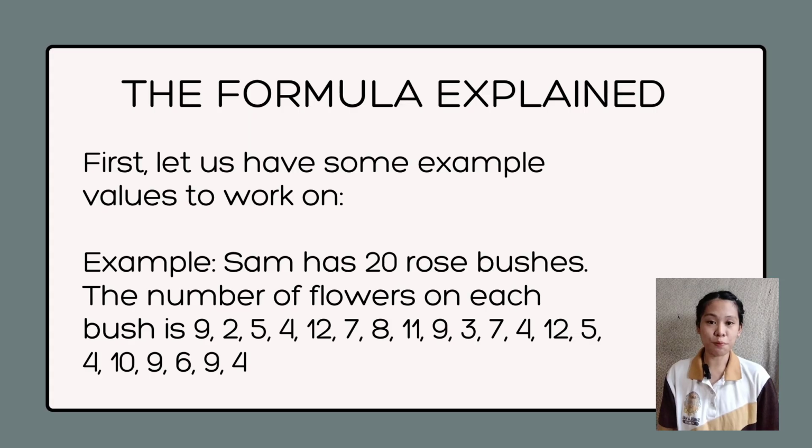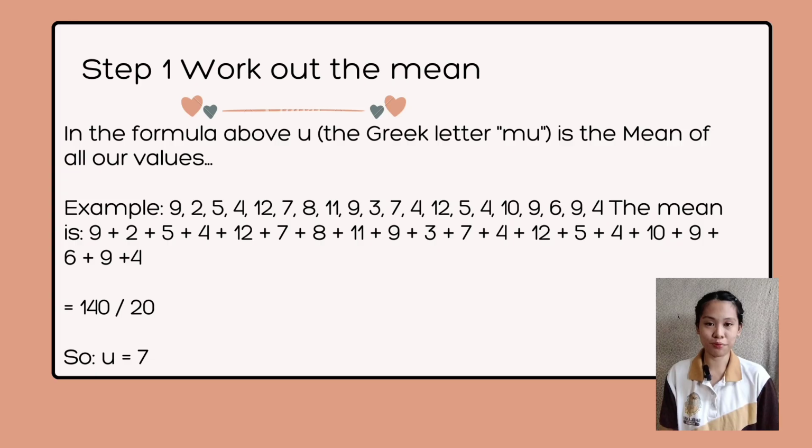Let us use an example. Sum has 20 rose bushes, and each bush has a certain number of flowers. These values will be used to calculate the standard deviation. Step 1. Computing the mean. To find the mean, we add all the values and divide by the total number of data points, which is 20. The total is 140, and dividing by 20 gives us a mean equal to 7.